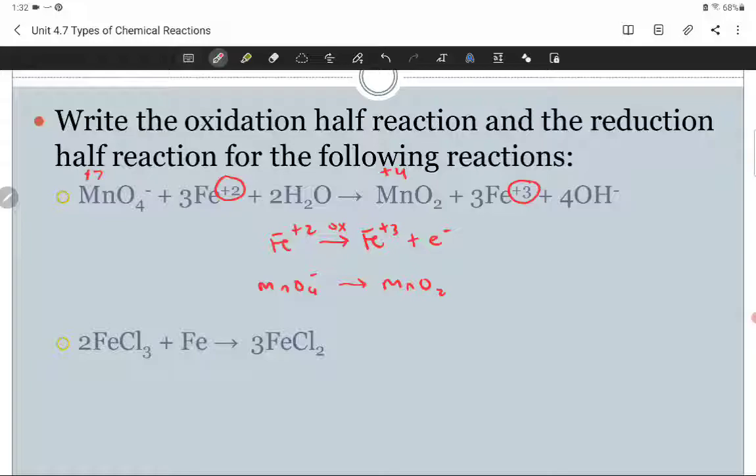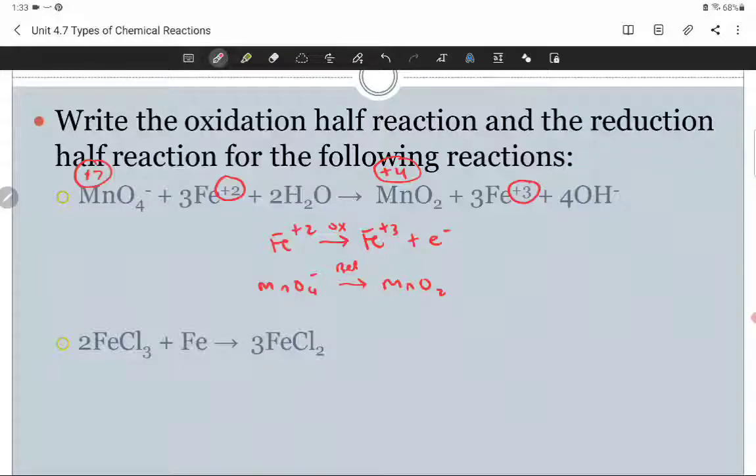Okay, we don't know how to balance this yet, so we're going to lay off on balancing this, but we do know there's going to be a transfer of electrons here for sure. It looks like every manganese changes from a +7 to a +4. But let's lay off trying to balance that. We're going to learn how to balance that on another lesson.